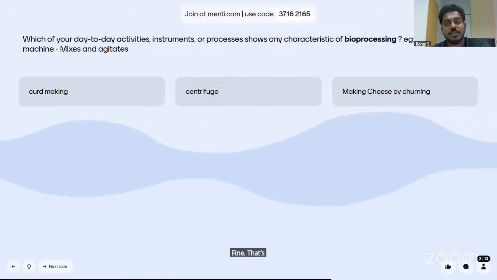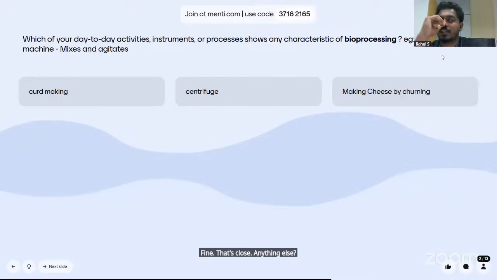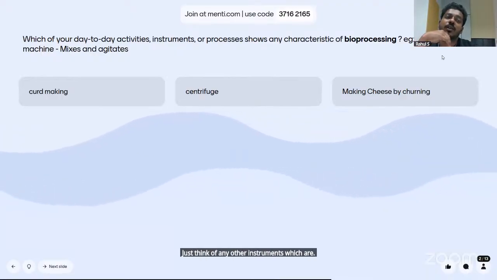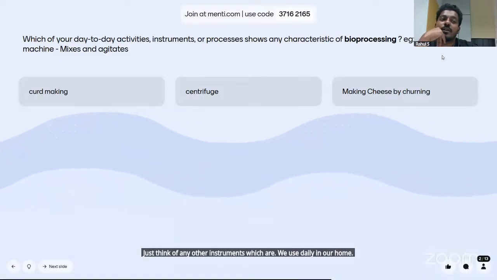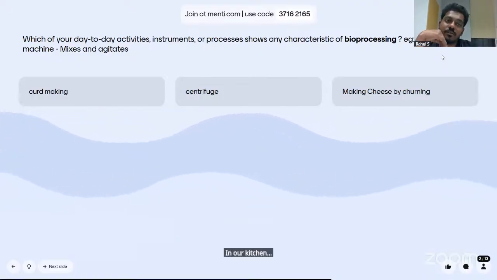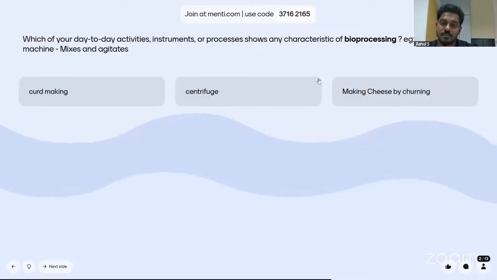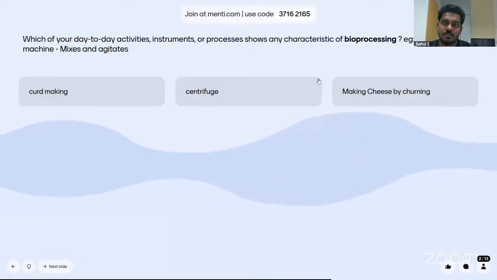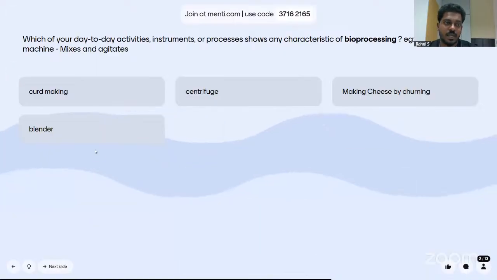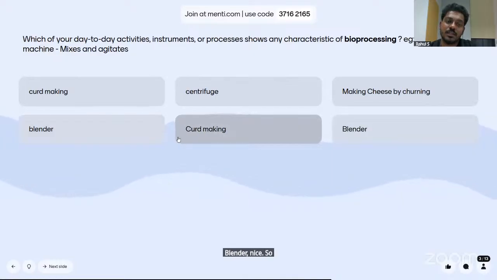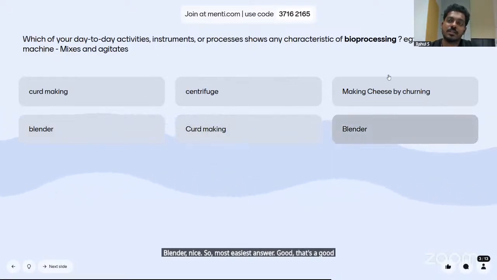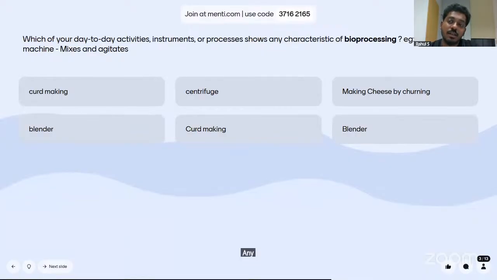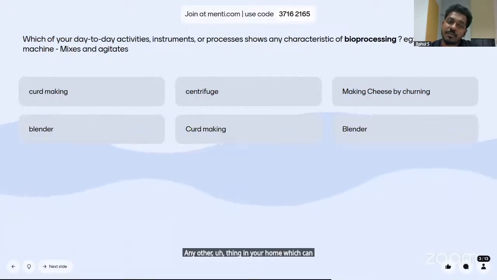That's close. Anything else? Just think of any other instruments we use daily in our home, in our kitchen. Blender, nice. So that's the easiest answer. Good, blender is a good answer. Anything else? Any other thing in your home which can maintain temperature?